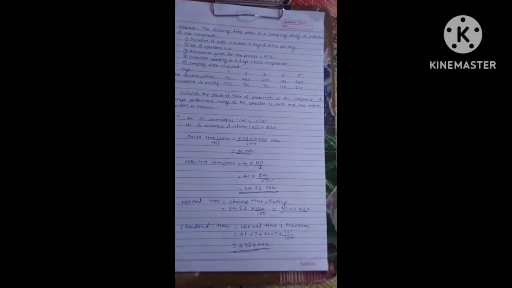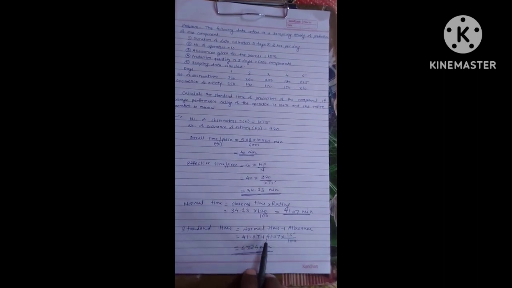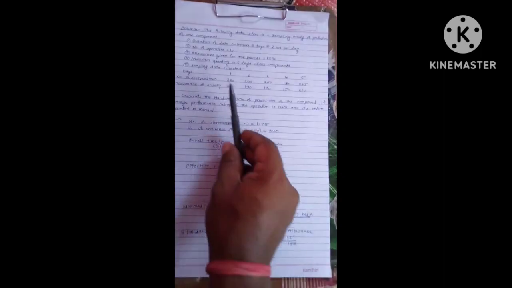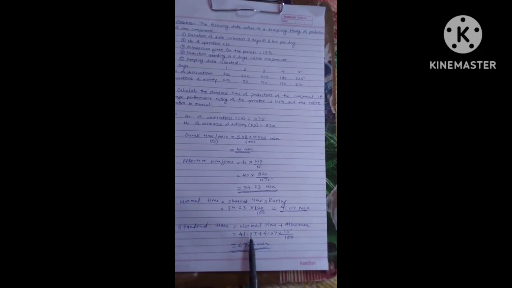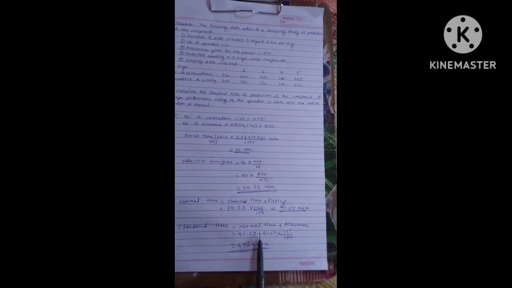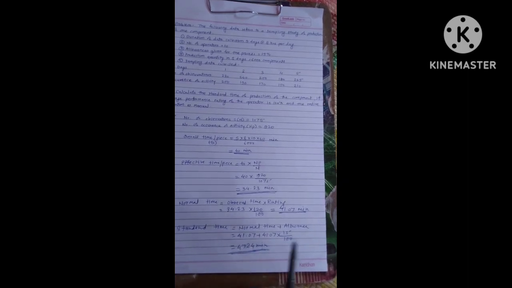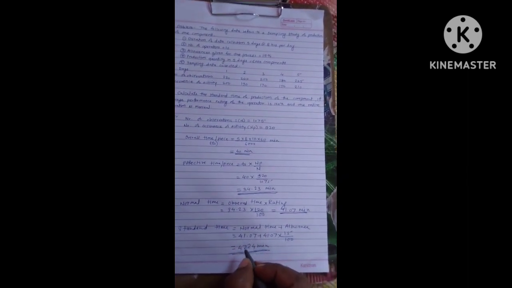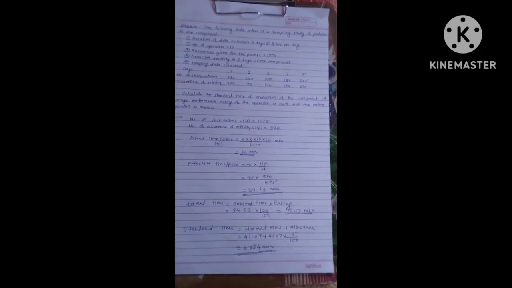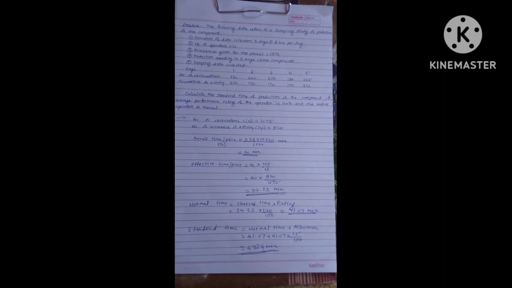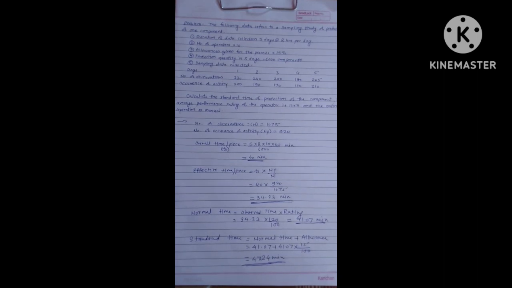So standard time is equal to normal time plus allowance. Normal time is 41.07 and the allowance is given in terms of normal time, so we multiply that: 41.07 plus 41.07 into 15 upon 100. It is equal to 47.24 minutes. This is the standard time required for this component. To machine this component, 47.24 minutes is required.